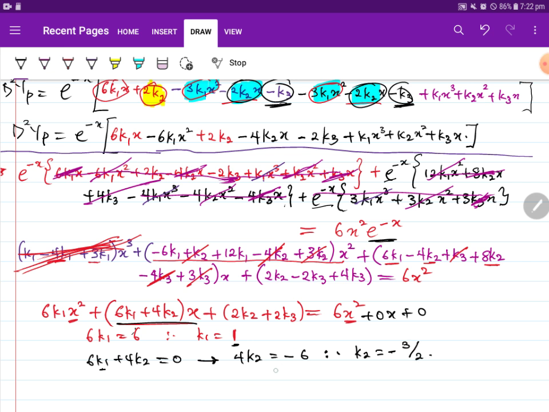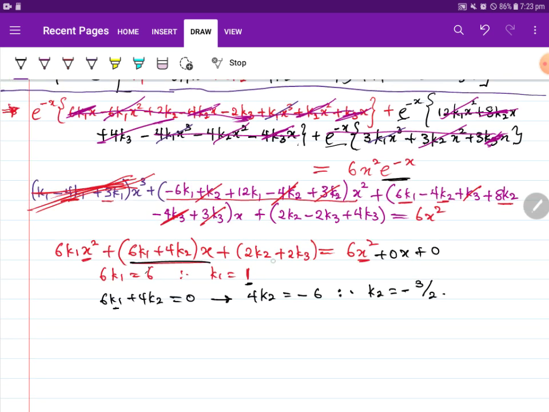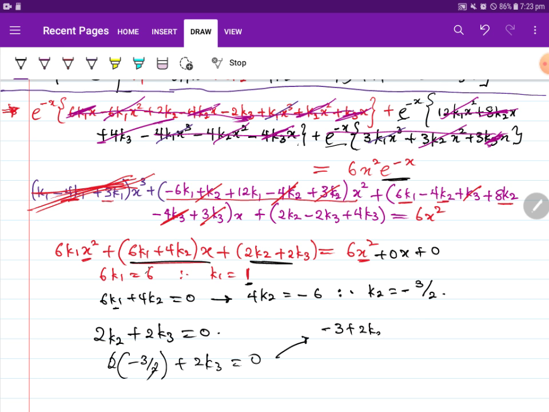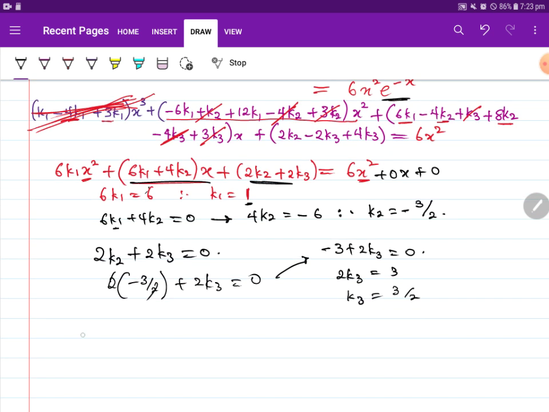Now, from here, make it the subject of the formula. What is k3? Back to this plus 2k2 plus 2k3 is equal to 0. What is k2? Minus 3 over 2. So if I put it here, that's 2 into bracket minus 3 over 2, plus 2k3 is equal to 0. The 2 cancels this. That's the same thing as minus 3 plus 2k3 equal to 0. Take this to the other side. 2k3 is equal to 3. k3 is equal to 3 over 2. Therefore, k1 is equal to 1, comma, k2 is equal to minus 3 over 2, comma, k3 is equal to 3 over 2.